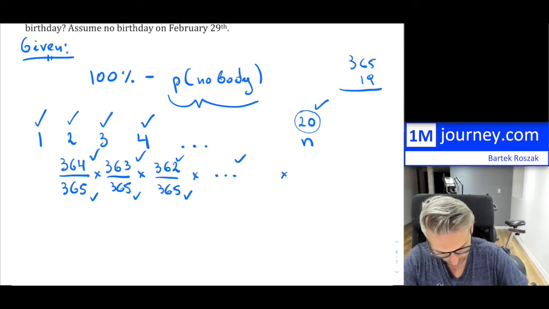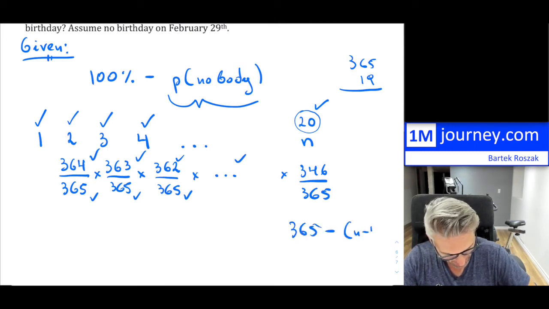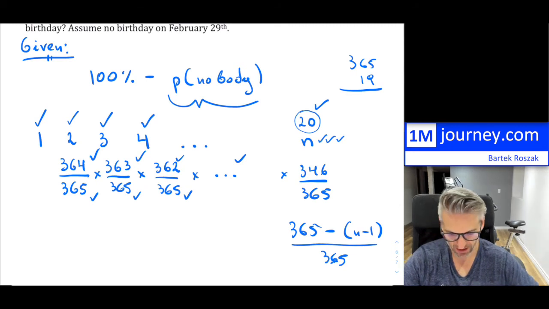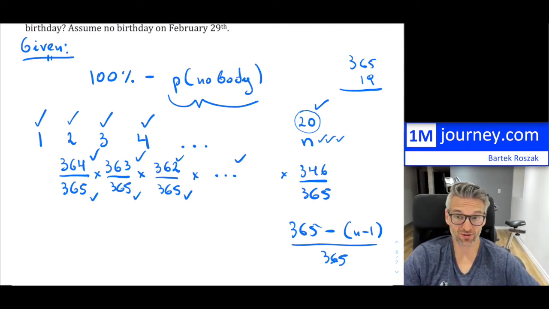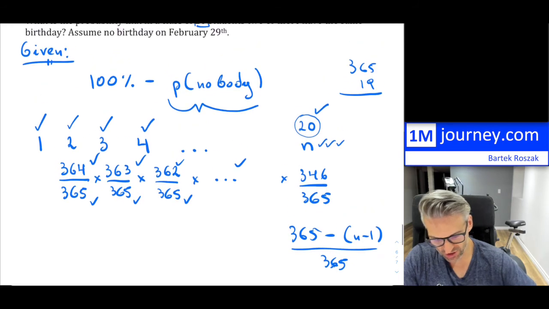If it's 20, notice that when you're subtracting, it's just 1. So it's not going to be 365 minus 20. It's going to be 365 minus 19, which is 346, all over 365. But in general, it's 365 minus (n minus 1), where n is an arbitrary number of people, over 365. Now, this multiplication is annoying because there are a lot of them. The more people, the more multiplications you have to do.